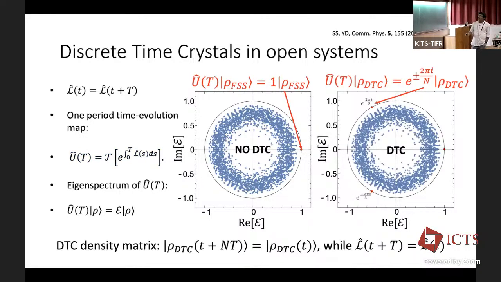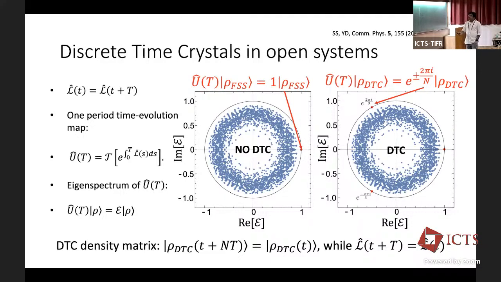Now, what will happen if I have an underlying discrete time crystal? How do I see it? If I now diagonalize a one period Floquet map, apart from this Floquet steady state, I see other states which appear on the unit circle, but having a phase. So the magnitude of the eigenvalue would be 1, but it will have a phase.